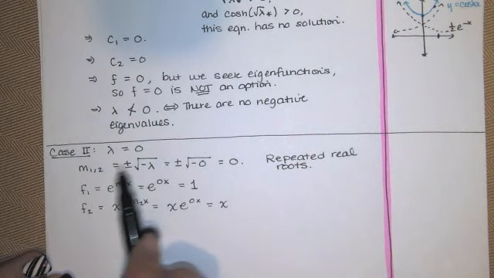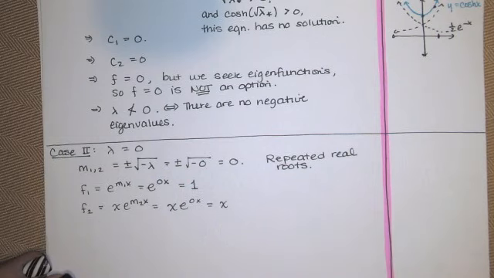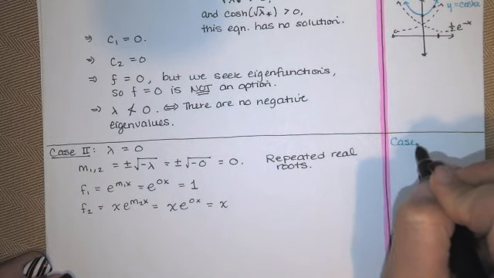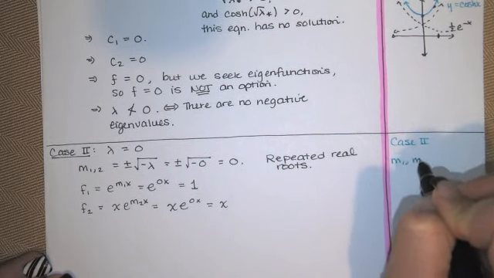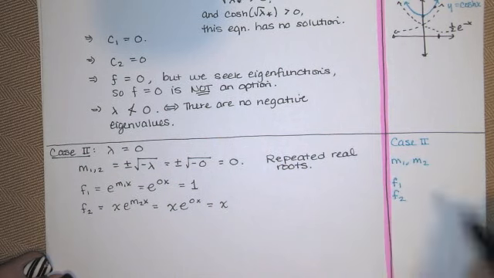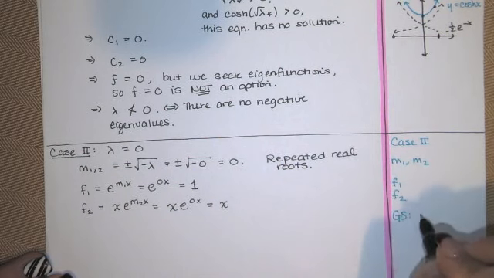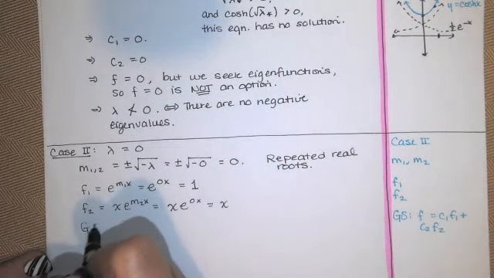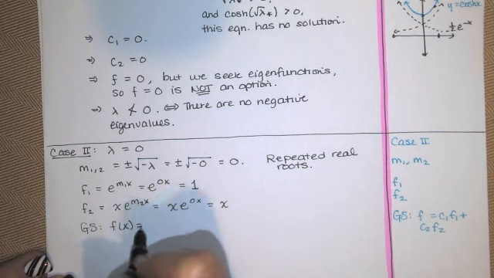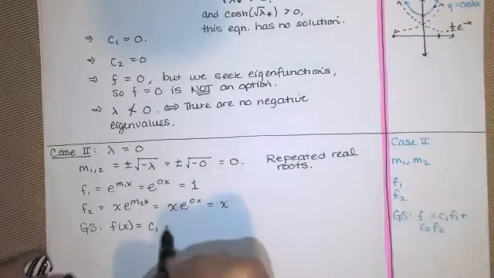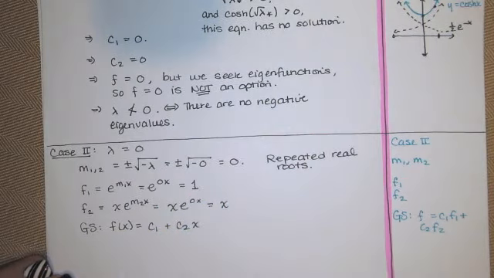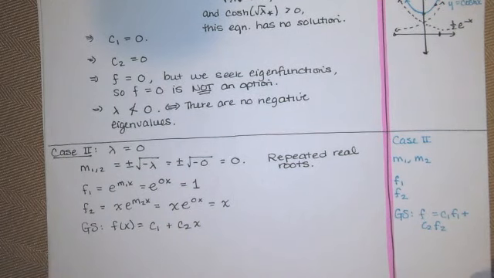So case two, we've got this. You found your roots, you find the two linearly independent solutions. We're going to call those f sub 1 and f sub 2. And then you use those to construct the general solution, which is f equals c1 f1 plus c2 f2. That's C1 times 1 plus c2 times x in this case, because f1 is 1 and f2 is x. All right, so that's what we're dealing with.